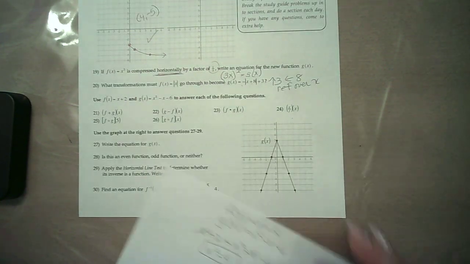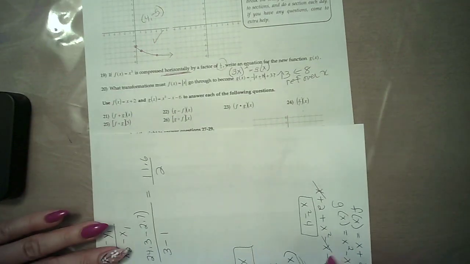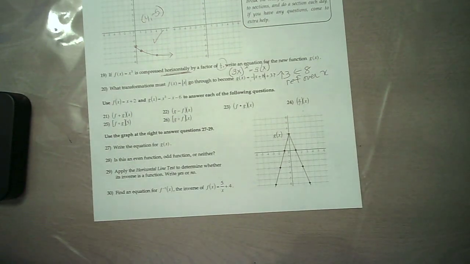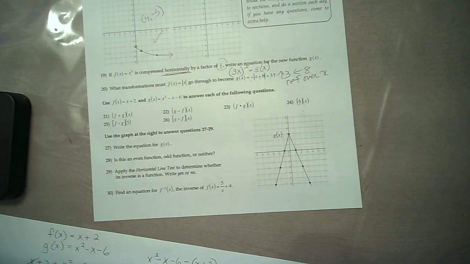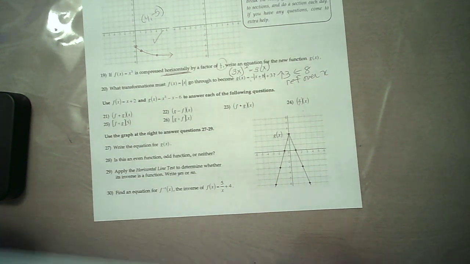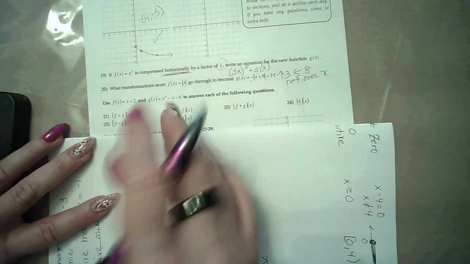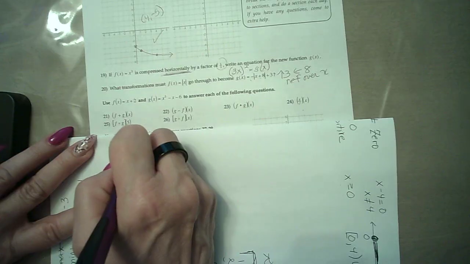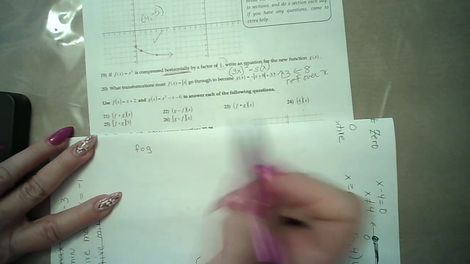I need to state that because that would make it undefined. All right, now let's do f of g and g of f. I'm running out of papers. Hold on a second. All right, so if you remember when I taught you f of g, oh, this is a 5.